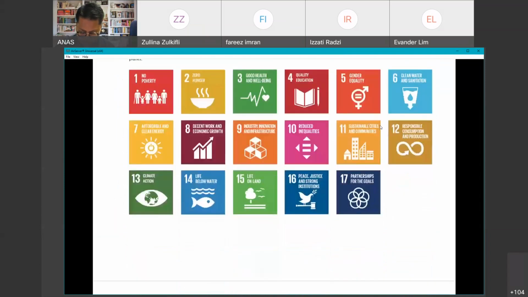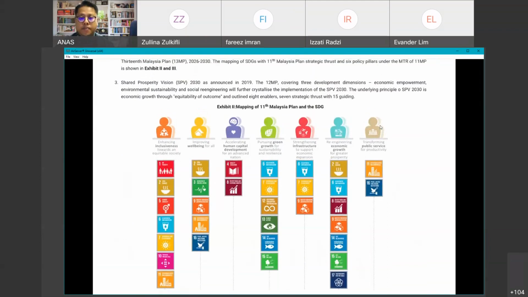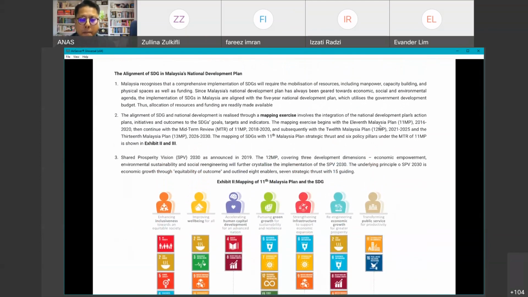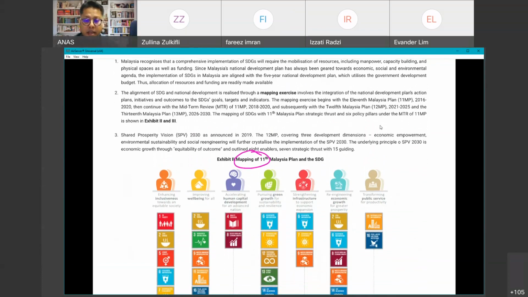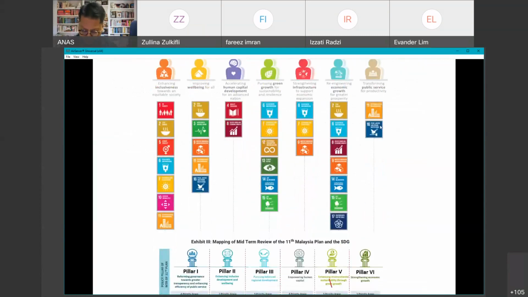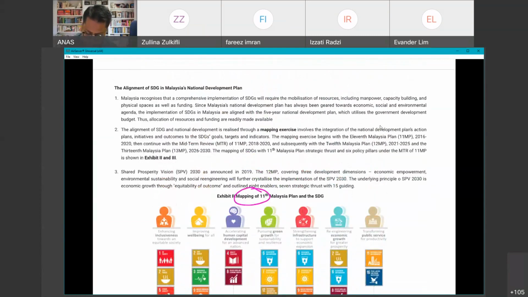For Malaysia, the good thing is that we have tried to address all 17 agendas, not just separating them but organizing them into different categories, and more importantly, mapping them to the 11th Malaysia Plan and also the 12th Malaysia Plan that is currently being discussed in Parliament. So at least we are doing something about it. If you see over here, the 12th Malaysia Plan is highlighted.